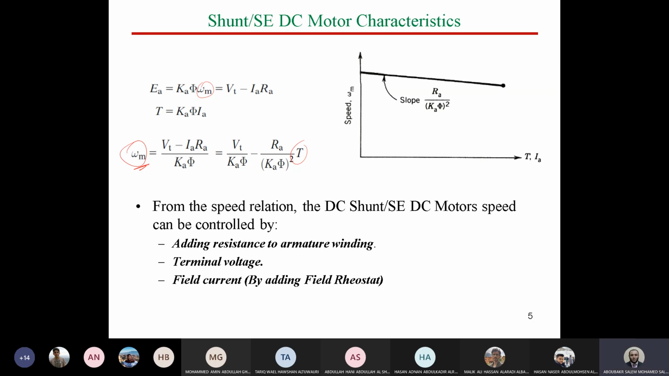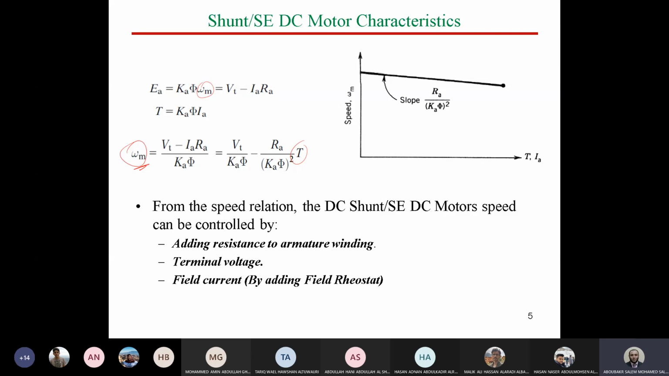Armature resistance means the effective resistance of the armature winding. How can we control it? Can we reduce this value? Can we reduce the armature resistance? I think no, it's not possible, right? Or yes, it's difficult to achieve. However, we can add external resistance to the circuit. In this case, we will control or increase the effect of the armature resistance in the circuit. Correct? So the second parameter we can control is the value of RA by adding external resistance.